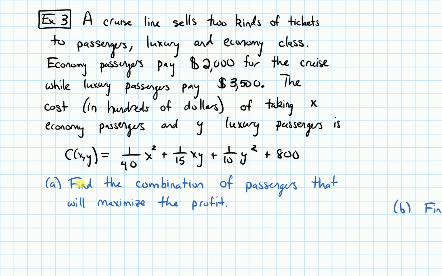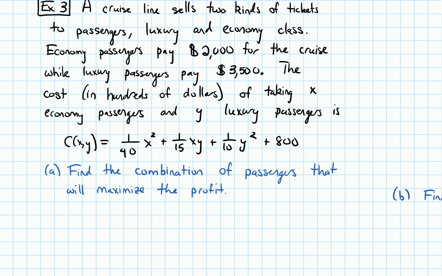Okay, so this question is asking me to maximize the profit. So I'm probably going to need to write down what the profit is. We call that profit, if I call it capital P, is revenue minus the cost. And then I'm going to need to say, well, what is my revenue? Because I have the cost function already.